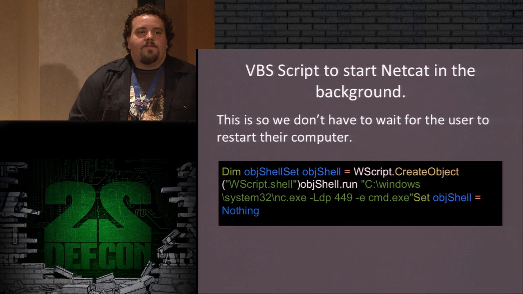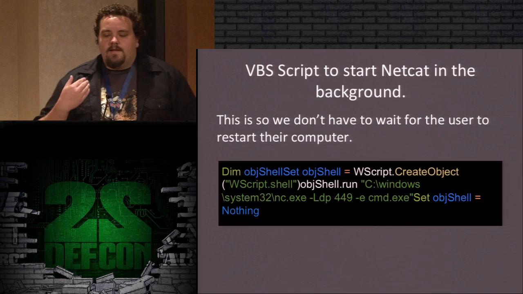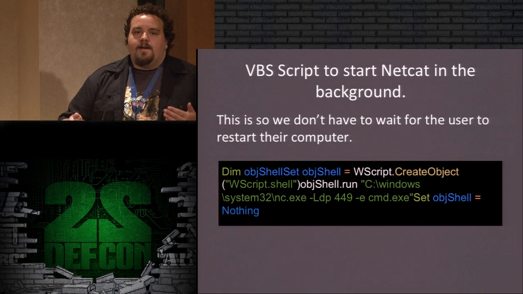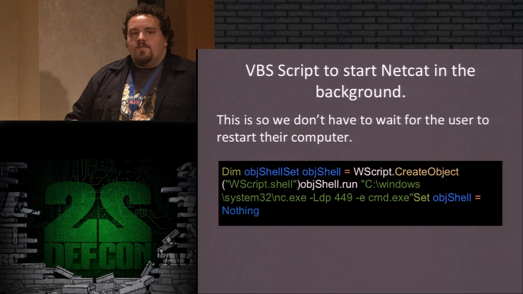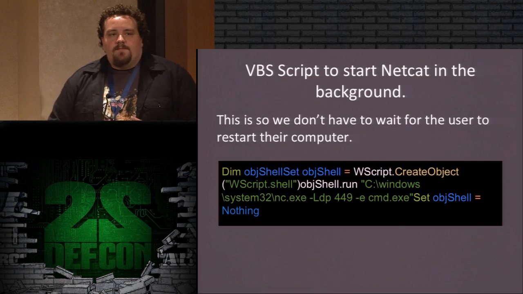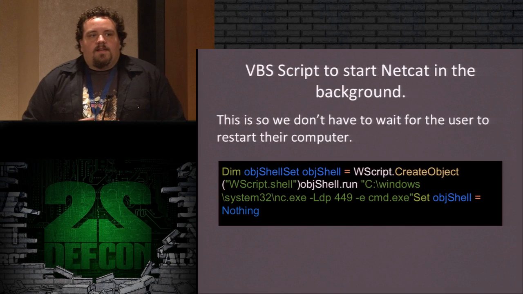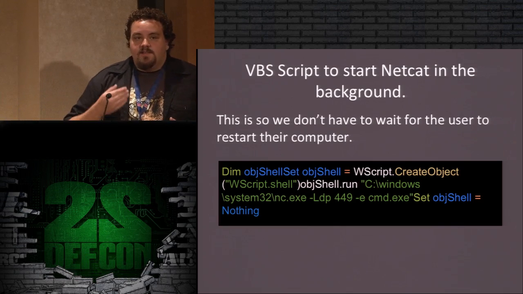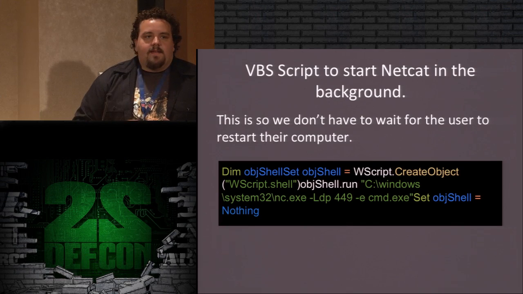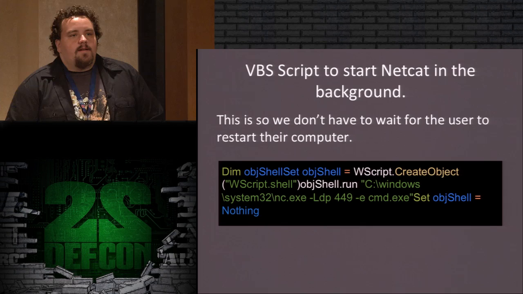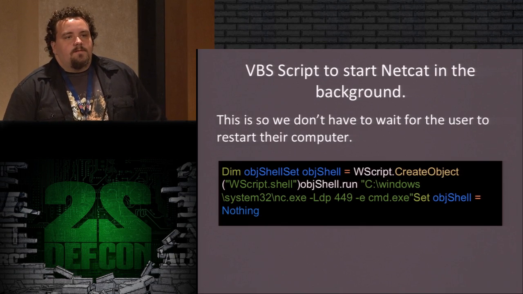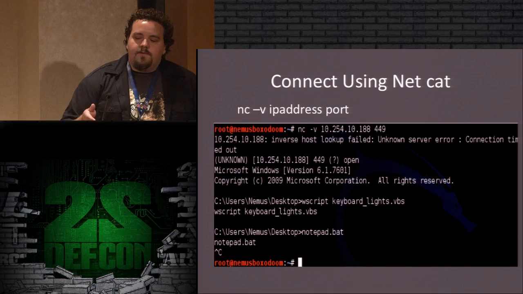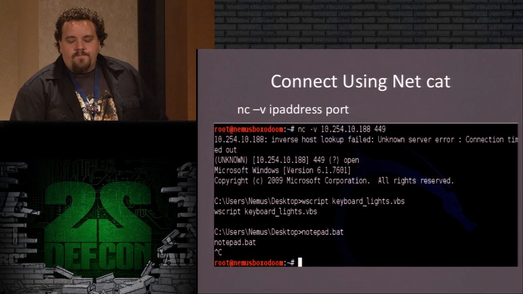So now that we have the firewalls disabled, we have netcat running, and we have it persistent, we modified the registry settings to allow netcat to start when the computer reboots. But we want to get to it right now because we have that 5-minute window. So here's a VBS script, a Visual Basic script, that allows us to start netcat instantly and then walk away. It puts netcat in the background, starts it listening, and we don't have to wait for the user to restart their computer. Then we just connect to the computer through netcat here.